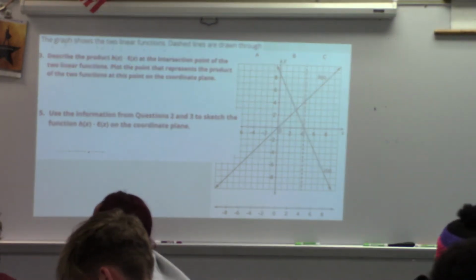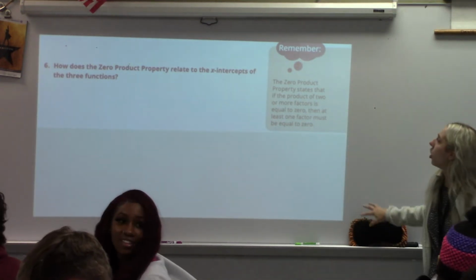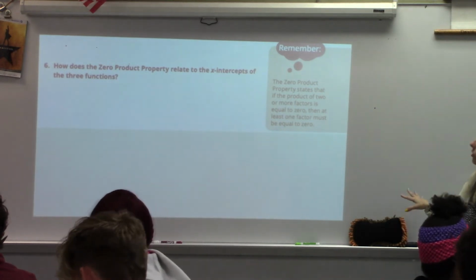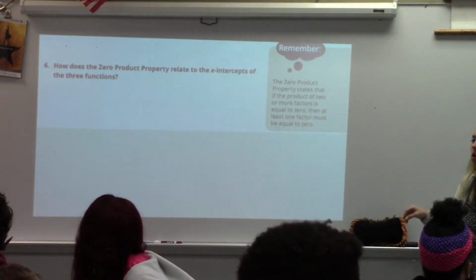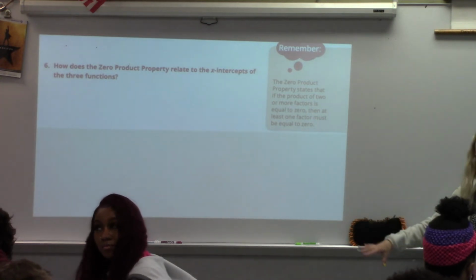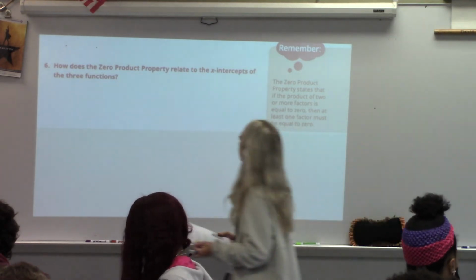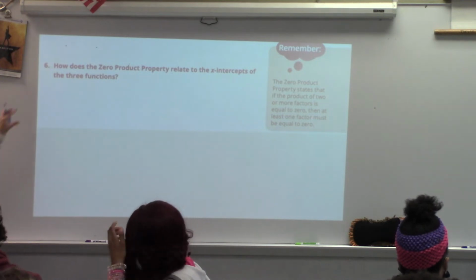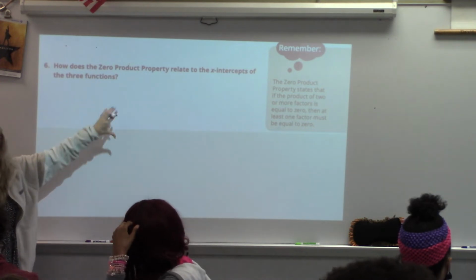So number 6 asks, how does the zero product property relate to the x-intercept? So here's the zero product property. It says if the product of 2 or more factors is equal to 0, then at least one of the factors must be equal to 0. Okay? We've already seen what that looks like on the graph, so we just need to put it into words now. How does the zero product property relate to what we had to do with the zeros on our graph?